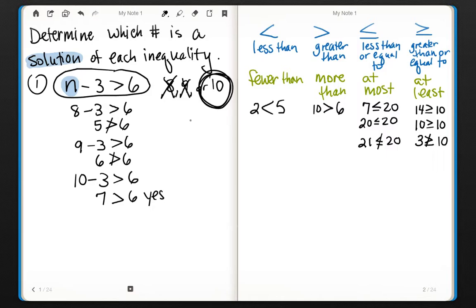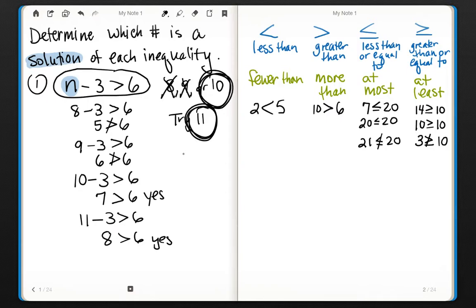Actually, you know what? Let's say we want to try 11. Let's see if it has another solution. 11 minus 3 greater than 6. 11 minus 3 is 8. Is 8 greater than 6? Yes. So 11 would also be a solution.